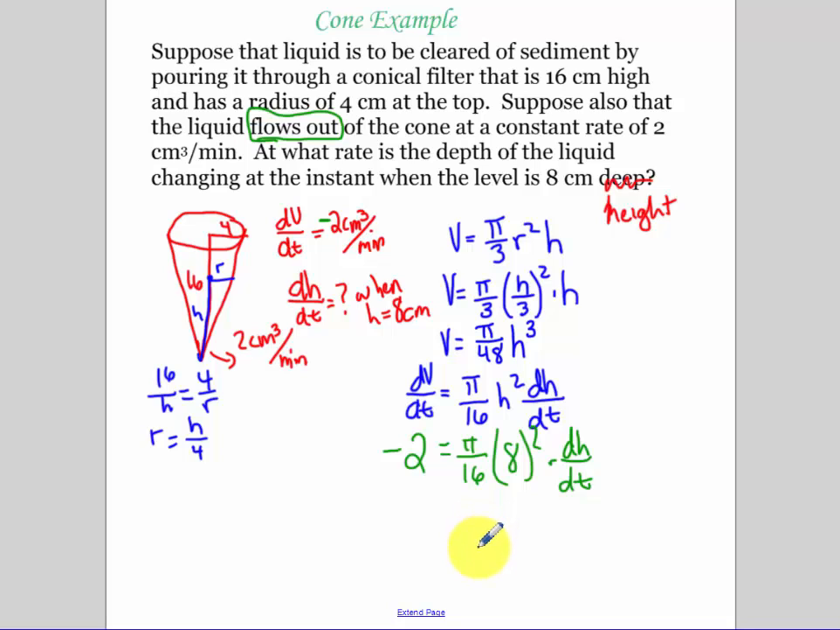Okay, so when I go through and solve this, I get dH/dt equals negative 1 over 2 pi, and I should probably put units on there. So negative 1 over 2 pi centimeters per minute. And you do need that negative, because the question says, at what rate is the depth of the liquid changing? If it were to say, at what rate is the depth of the liquid decreasing, you wouldn't need the negative. But you need the negative because the depth is going down because our material is flowing out of our cone.